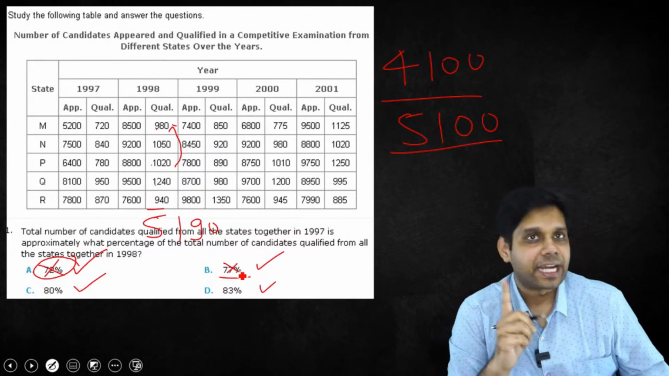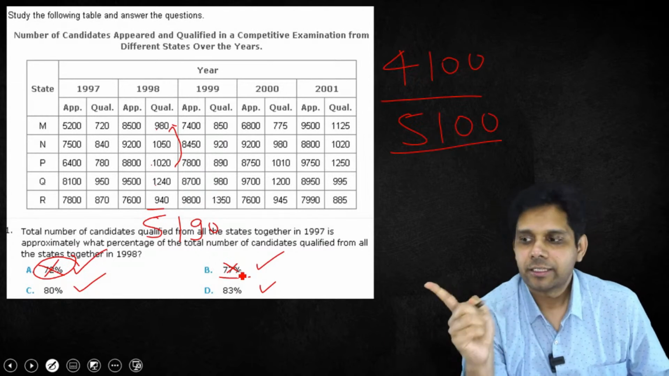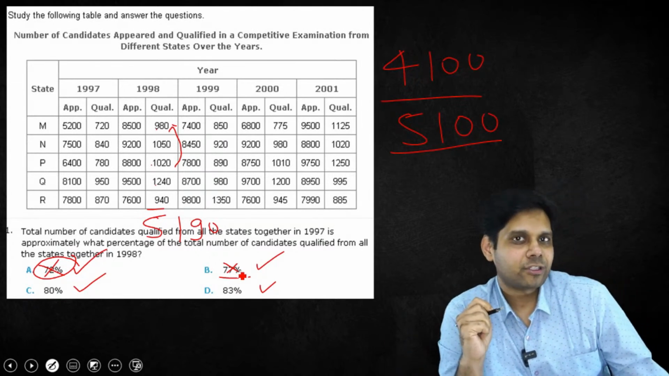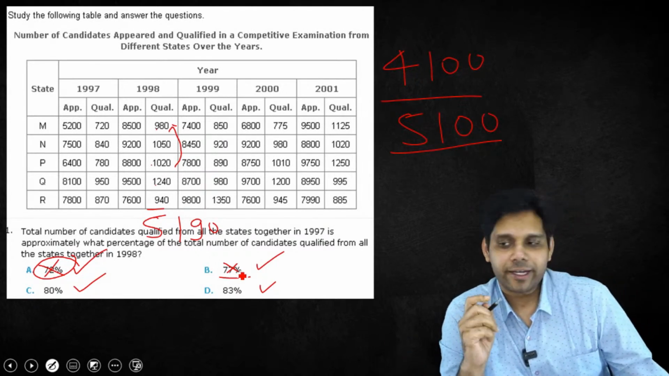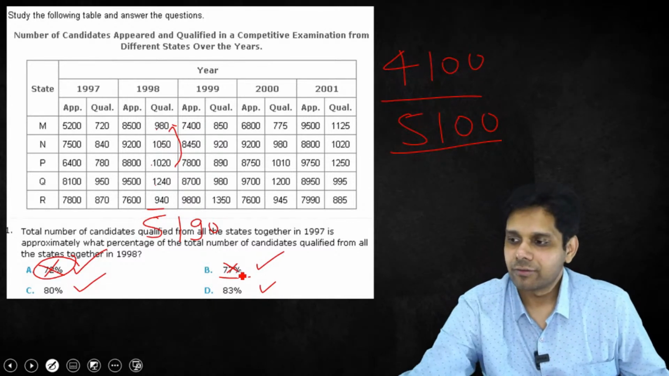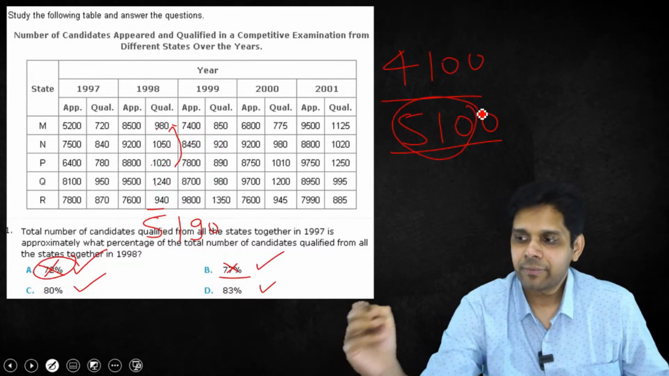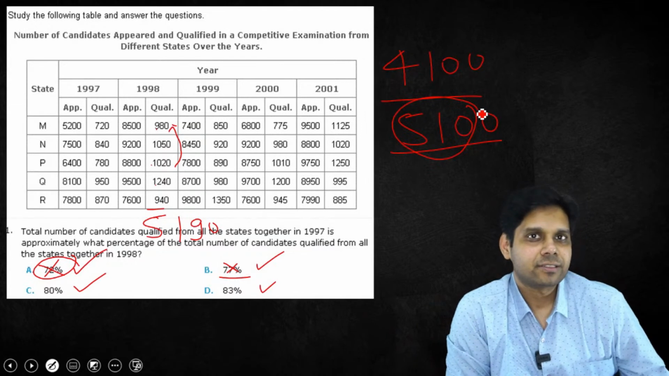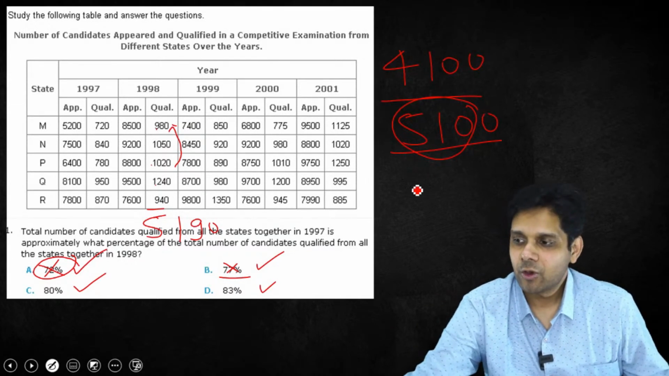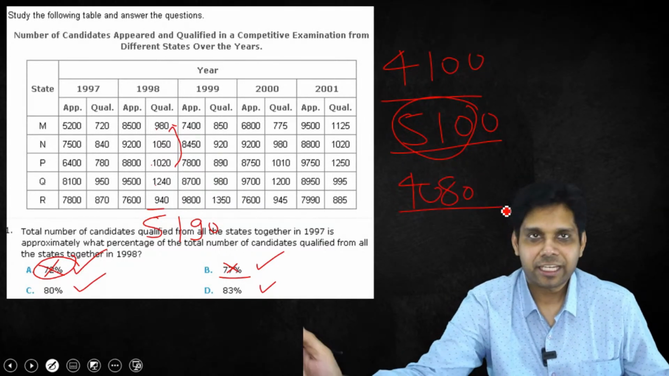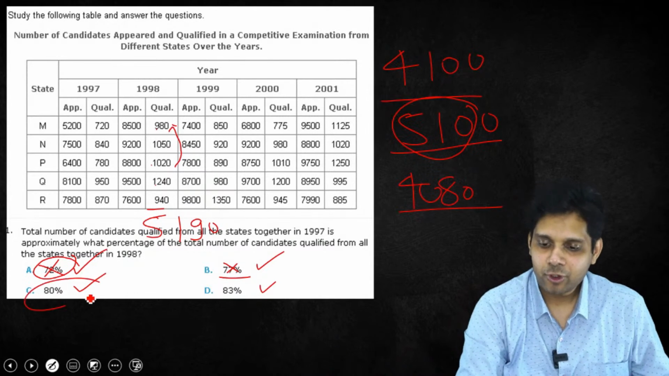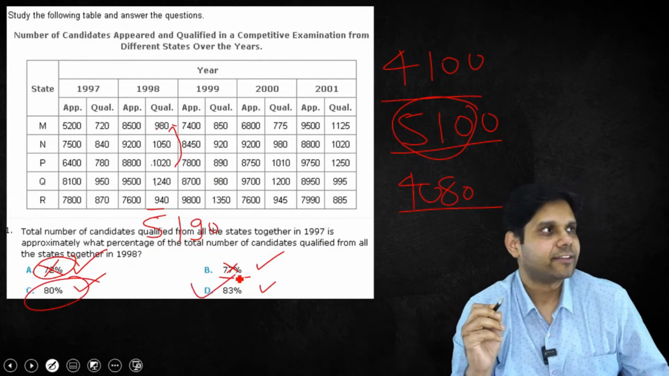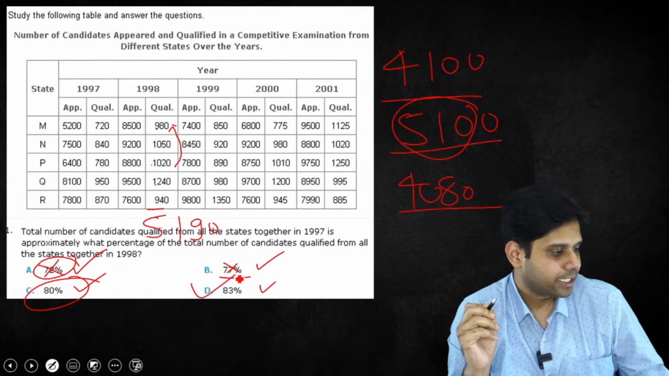Now 80%. Is it actually 80%? The answer is no. If you calculate using the percentage things which I showed you, right? How do you calculate? Now tell me, what is the 10%? 510. So 80% will be what? 80% will be 4080 rupees. So basically 80 is also not possible. So straight away you can go for 83%. That is the answer. Is it clear, everybody?